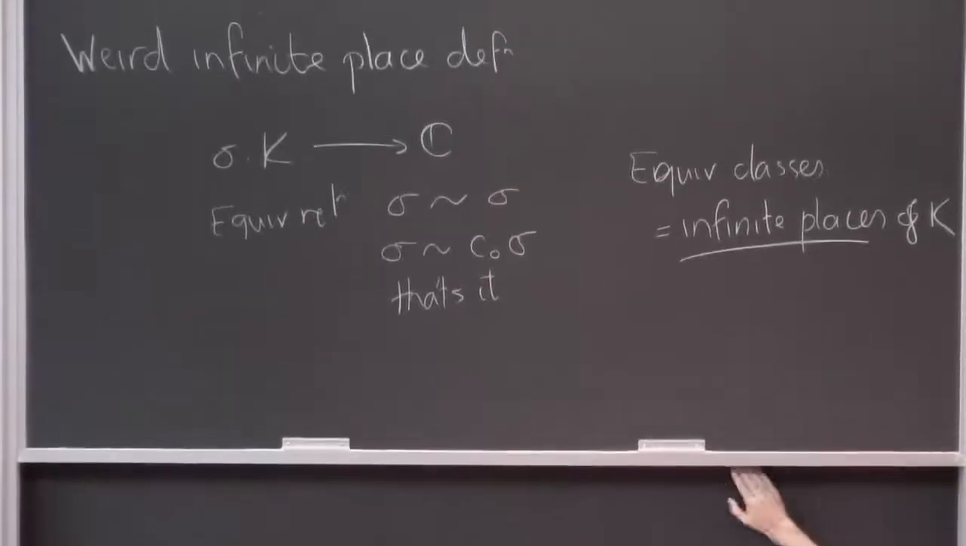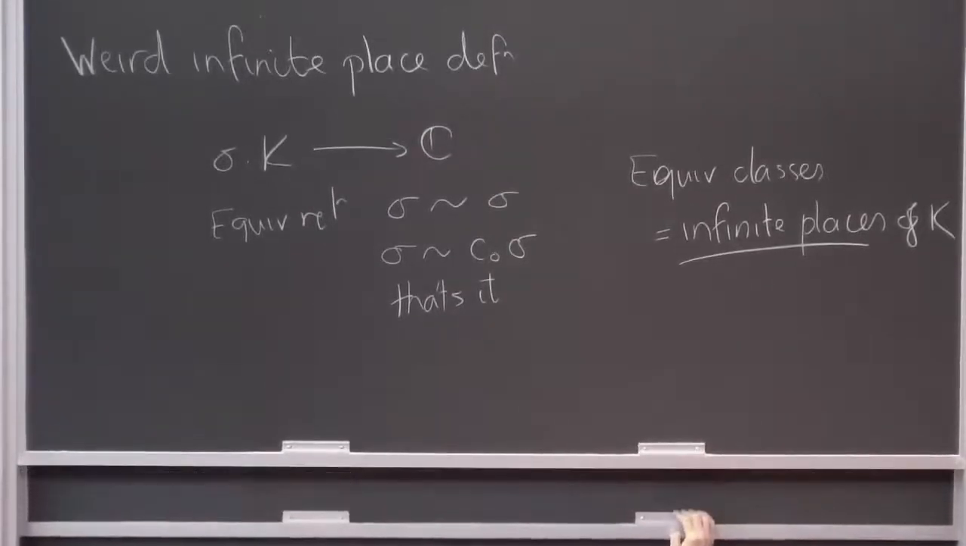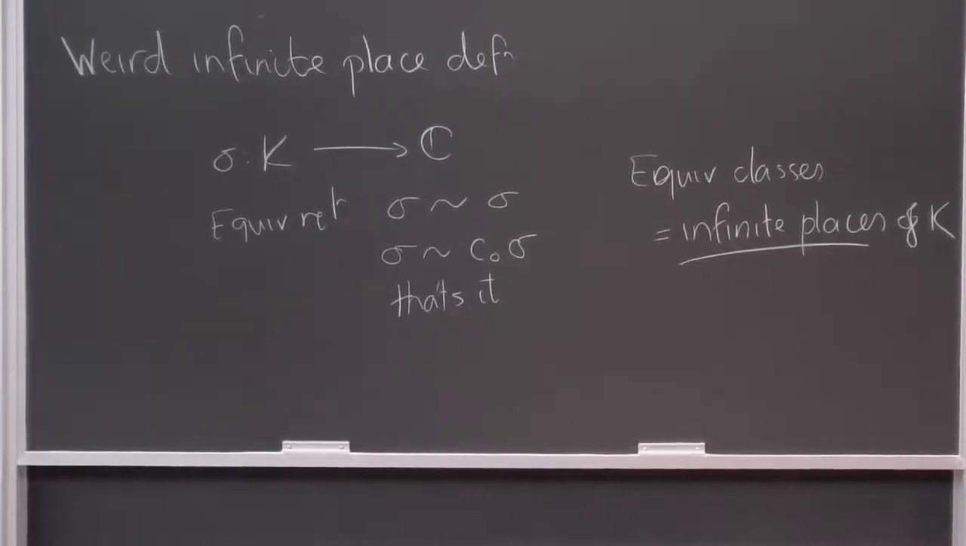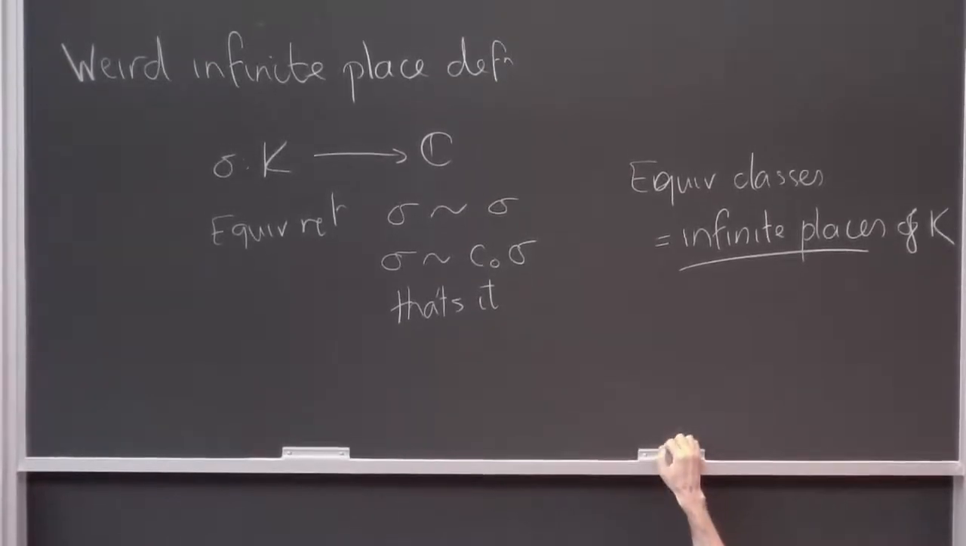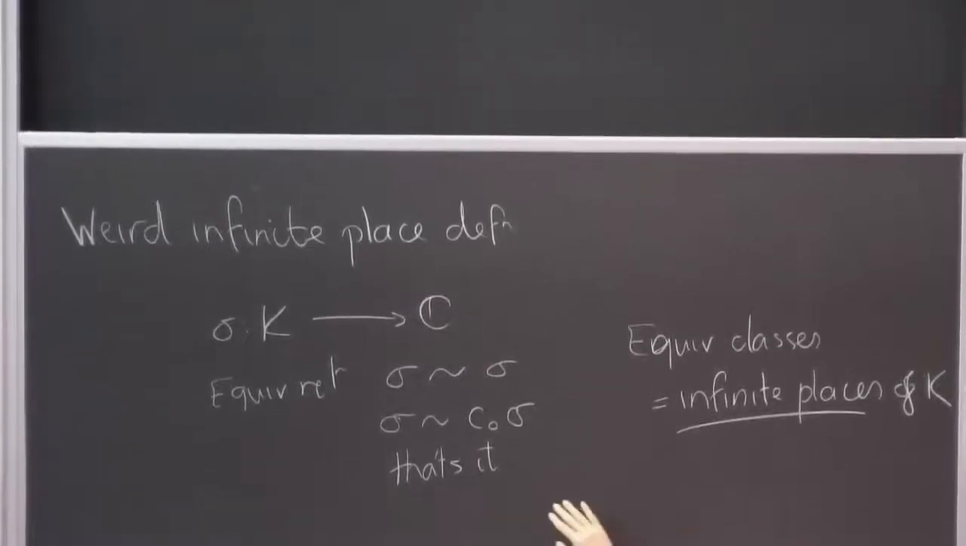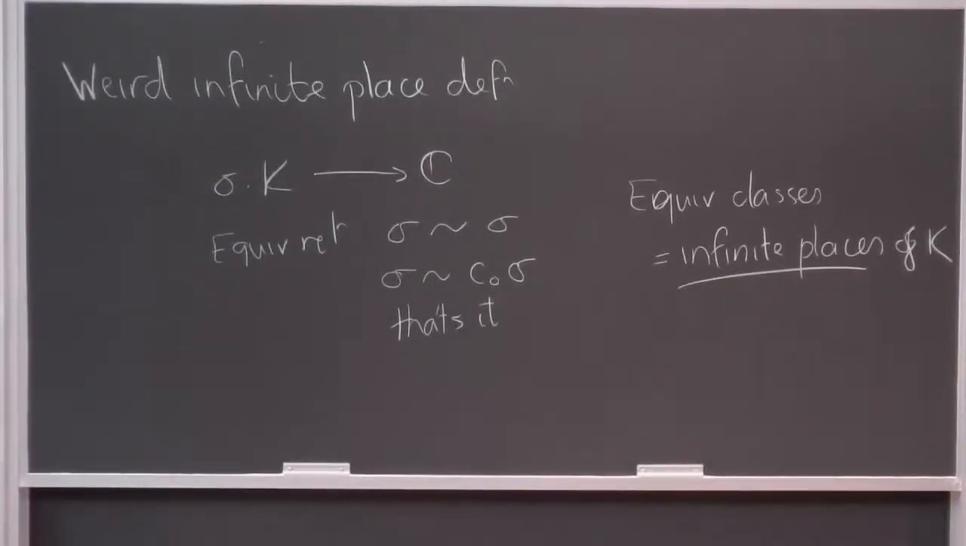If you wanted to do concrete mathematics, you could choose a representative in each equivalence class. So for each complex place, you could have a preferred sigma from K to the complexes. I think a well-chosen example will perhaps illustrate this in a completely different way.